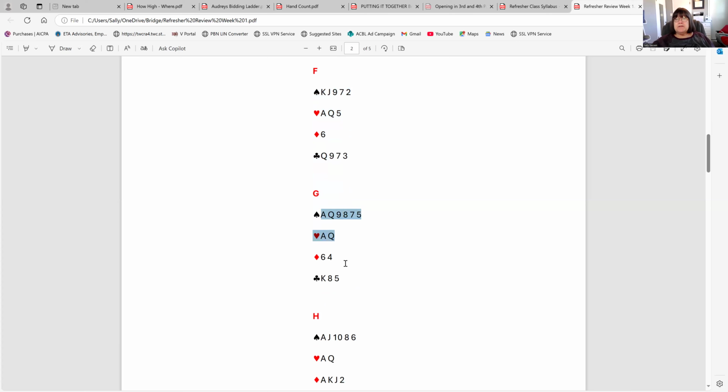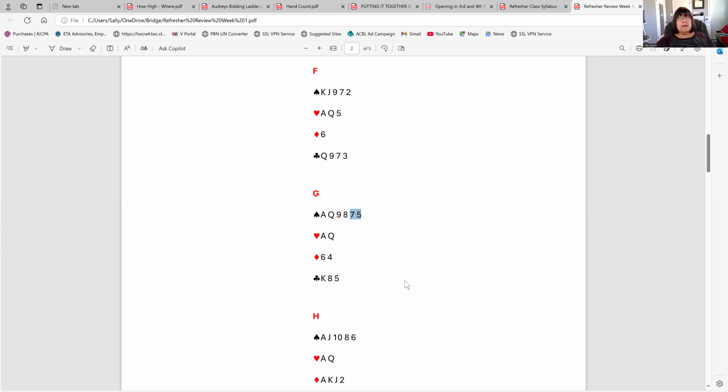Again, we opened this hand 1 spade. We have 15 high card points, 12, 13, 14, 15, plus, oh, 2 for length. This is a 16-point hand. Partner bid 2 spades. We bid 1 spade. Partner said 2 spades. Now with this hand, what we would bid is 3 spades.